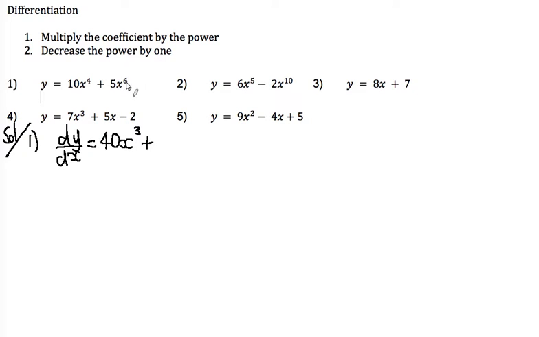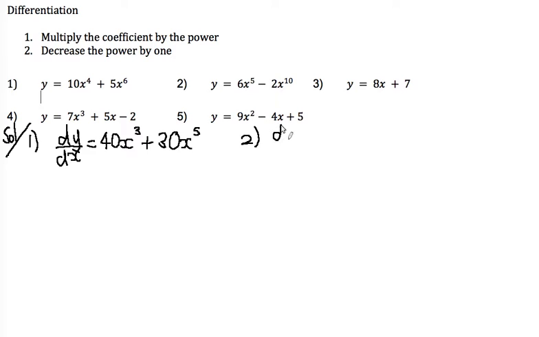Plus coefficient 5 times the power 6 is 30, x, decrease the power by 1, 6 decreased by 1 gives us x to the power 5. It's as straightforward as that.